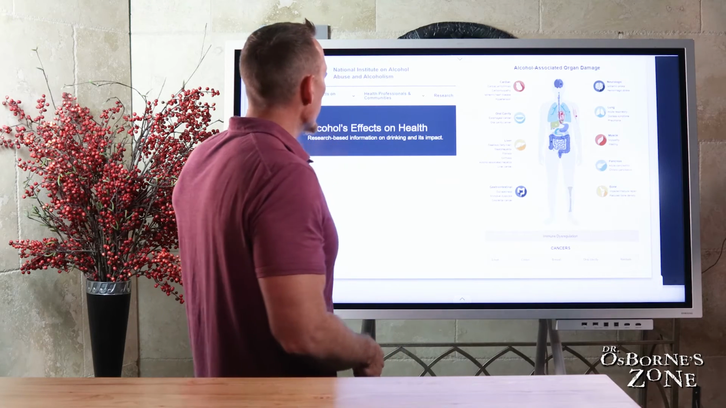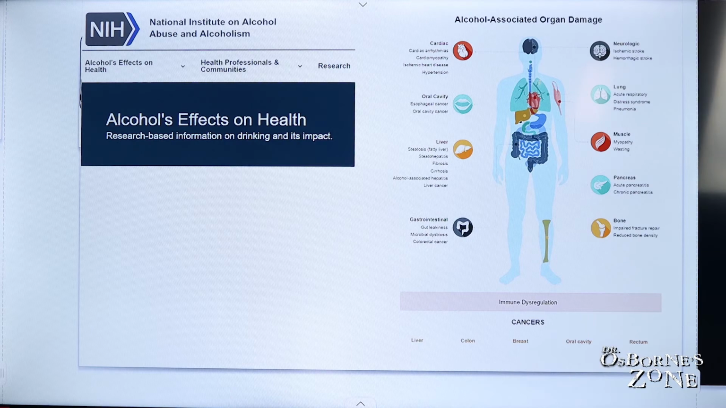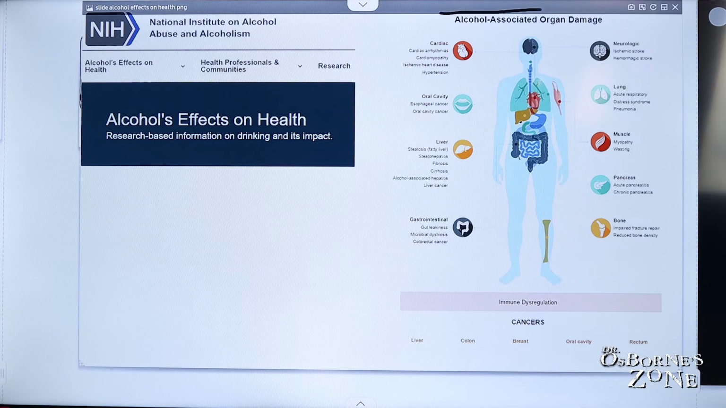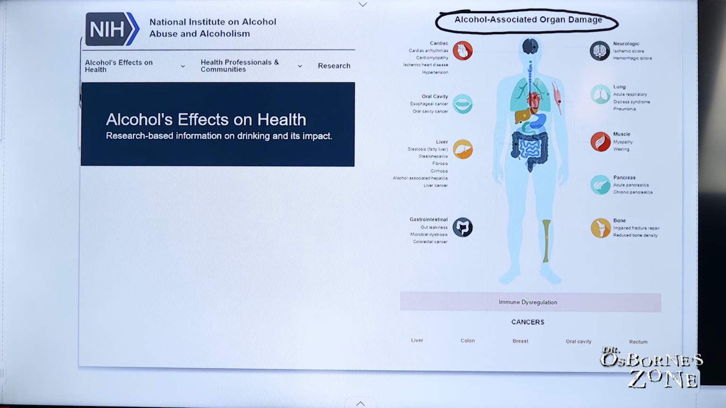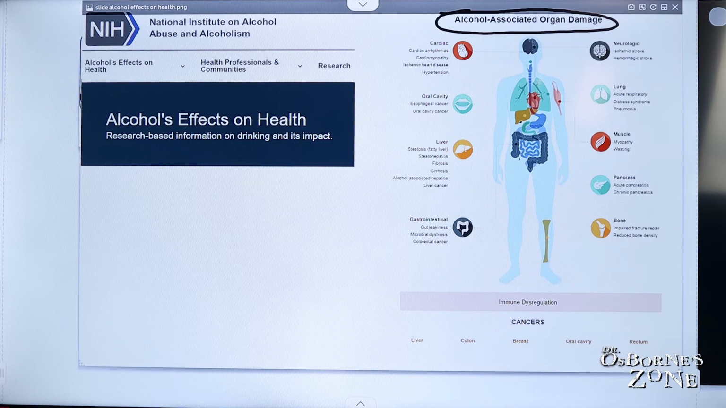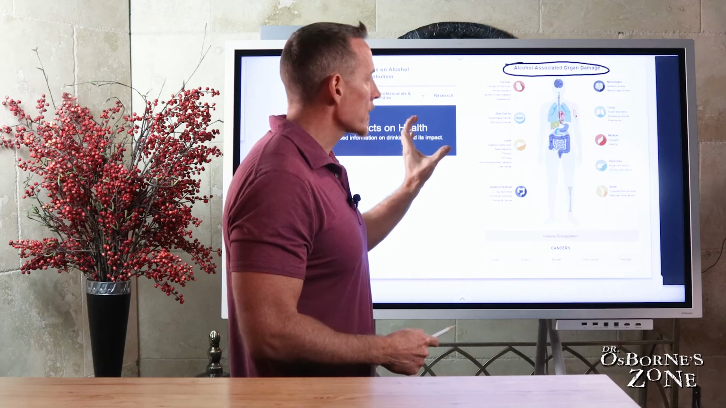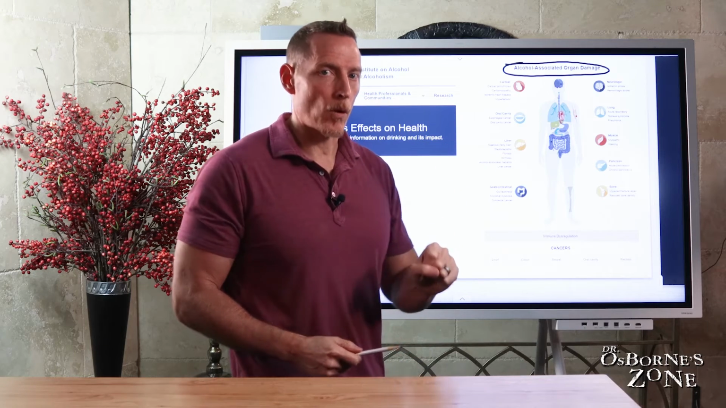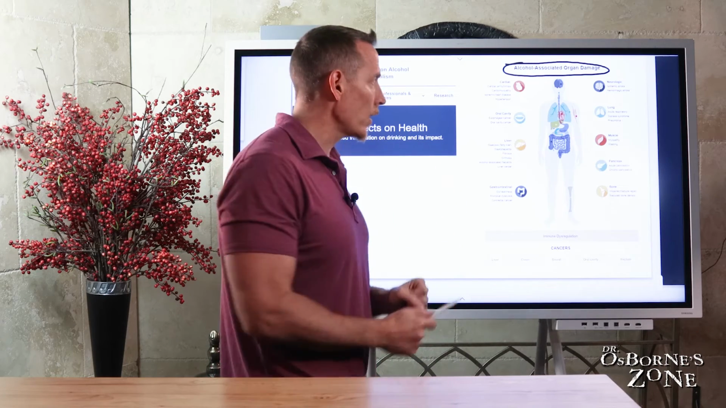Now, I took this directly off the National Institute of Health website because I just wanted to show you a comparison. Alcohol-associated organ damage. So this is chronic alcohol use. And so you get cardiac arrhythmia, cardiomyopathy, heart disease, high blood pressure, cancer in the throat and mouth, fatty liver, fibrosis, cirrhosis of the liver, alcohol-associated hepatitis. These are all possibilities within the realm of candida overgrowth because you're making your own alcohol, even if you're not an alcoholic.